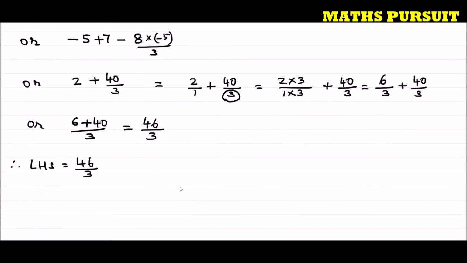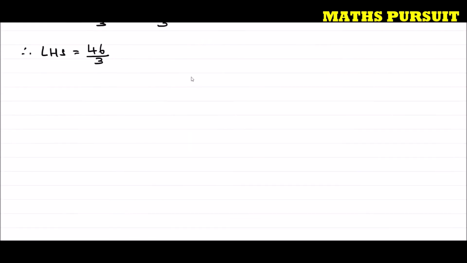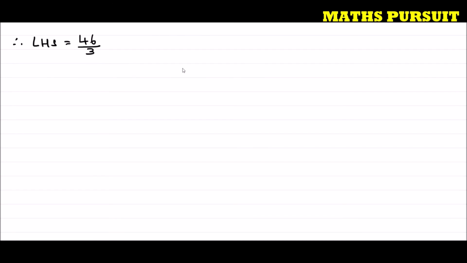Now let us solve for the right side of the equation, so that we can find out what we are getting. We got the left side as 46 upon 3. Now the right side of the equation is 17 upon 6 minus 5x upon 2, or I can write 17 upon 6 minus 5 into minus 5 divided by 2.